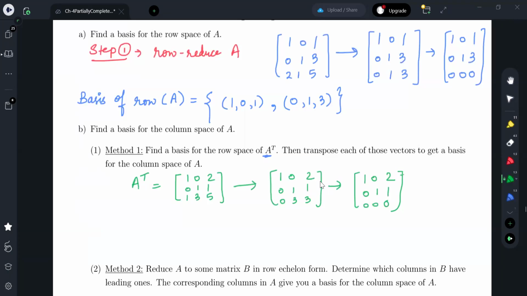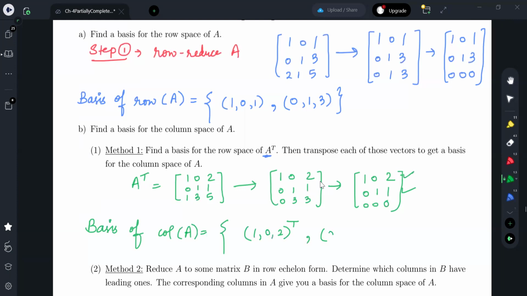So I see two vectors, basis of column space of A. They say transpose them, right? So I will write this vector, the transpose. Makes sense, right? I'm talking about the column, so it should be 1, 0, 2.